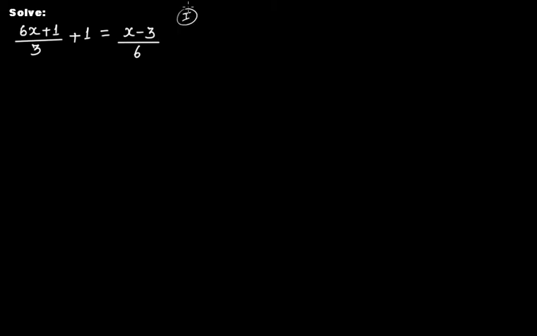One way is to take the LCM of 3 and 6 because we want to get rid of this denominator number. So the LCM of 3 and 6 is what? 6. The LCM of 3 and 6 is 6. So what you have to do is multiply the LHS and the RHS both by 6.